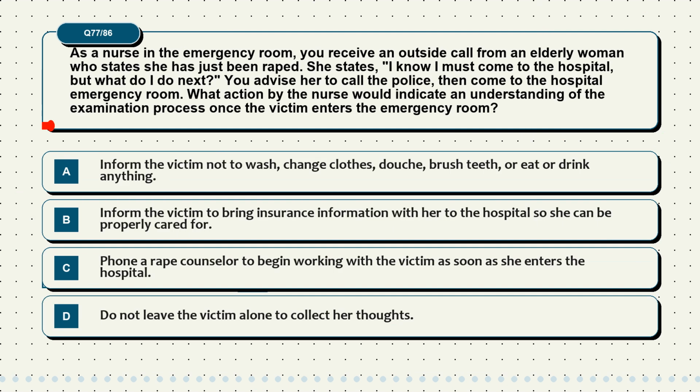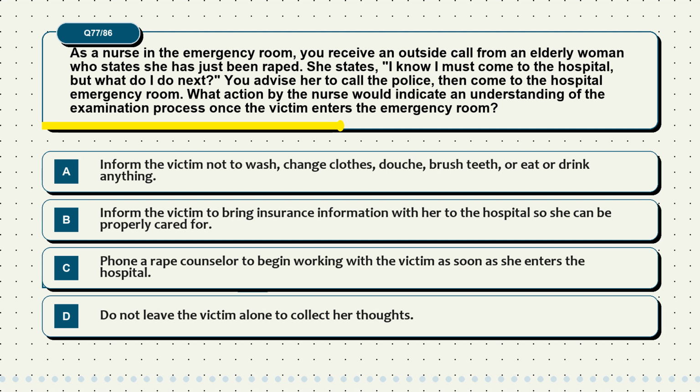Question 77. As a nurse in the emergency room, you receive an outside call from an elderly woman who states she has just been raped. She states, "I know I must come to the hospital, but what do I do next?" You advise her to call the police, then come to the hospital emergency room. What action by the nurse would indicate an understanding of the examination process once the victim enters the emergency room?